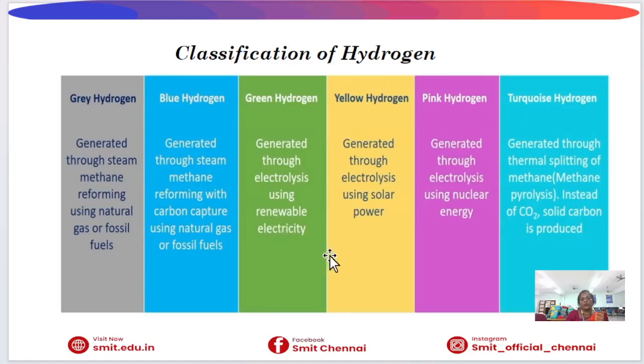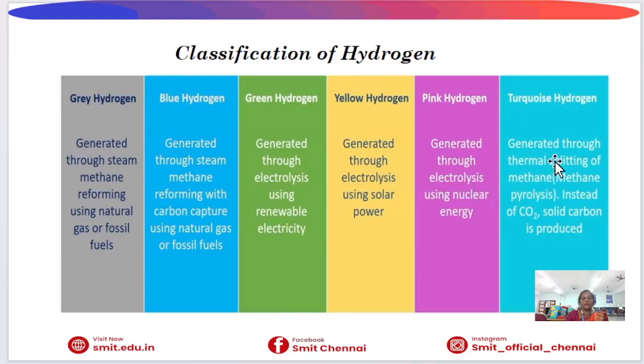Next, we will move on to yellow hydrogen. It is produced by electrolysis using solar power. It is a type of green hydrogen. Next, pink hydrogen. It is produced by electrolysis using nuclear energy. It has very low carbon emissions.